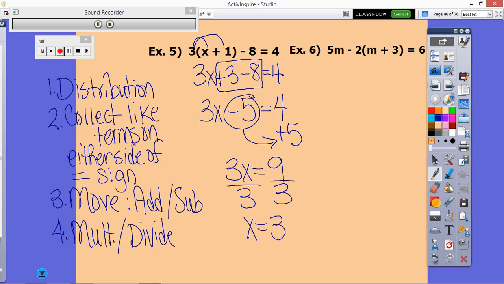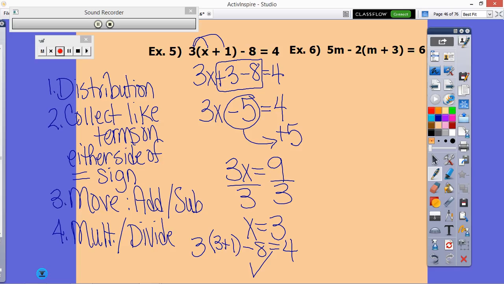I should go back and check my work. So 3 times 3 plus 1. 3 plus 1 is 4. So 3 times 4 is 12. 12 minus 8 is 4. So that did check. And again, guys, you can put that straight into the calculator.